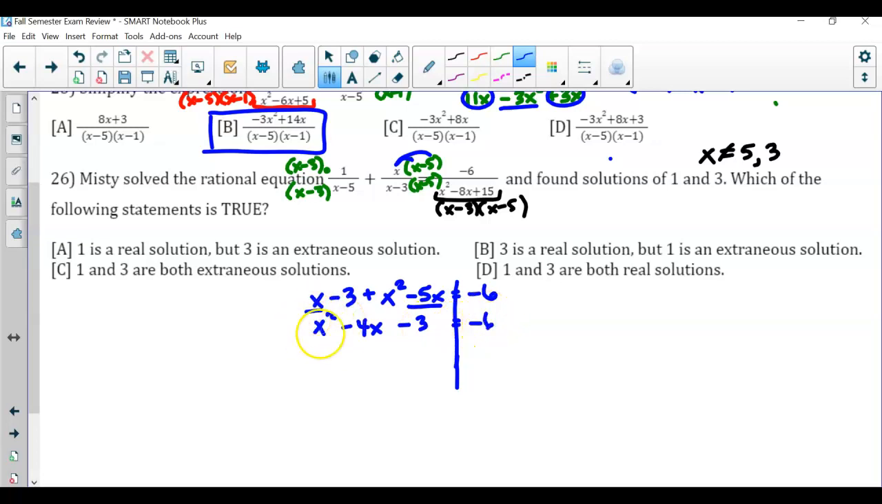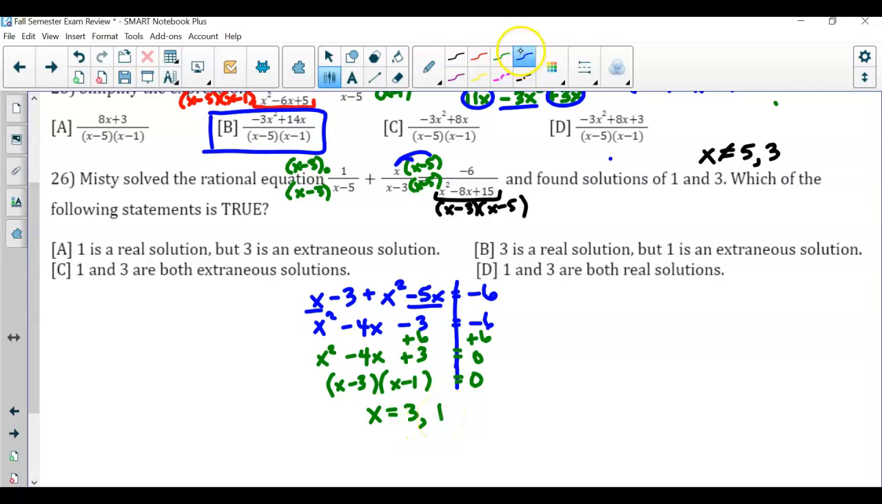We're solving a quadratic, and quadratics always have to equal 0. So that's why we need to add 6 now to both sides of the equation. Here we're going to end up solving x squared minus 4x plus 3. What factors multiply to get 3 and add to get negative 4? Negative 3 and negative 1, which means x is equal to 3 and 1, like what Misty got.